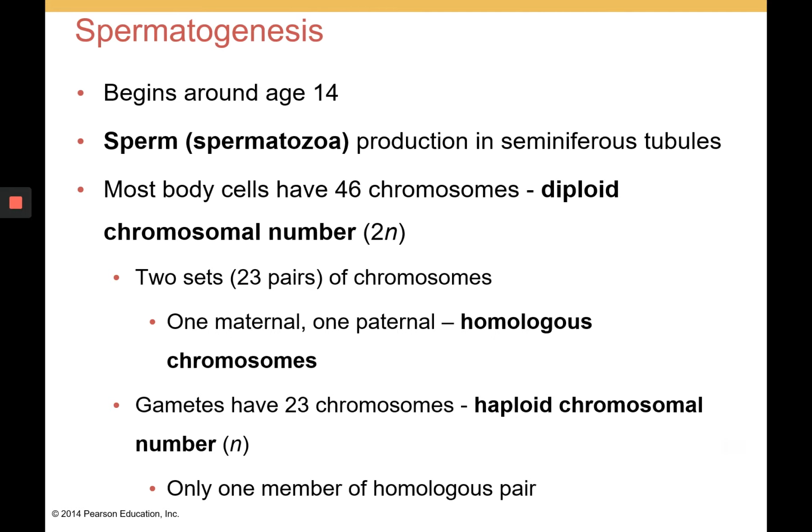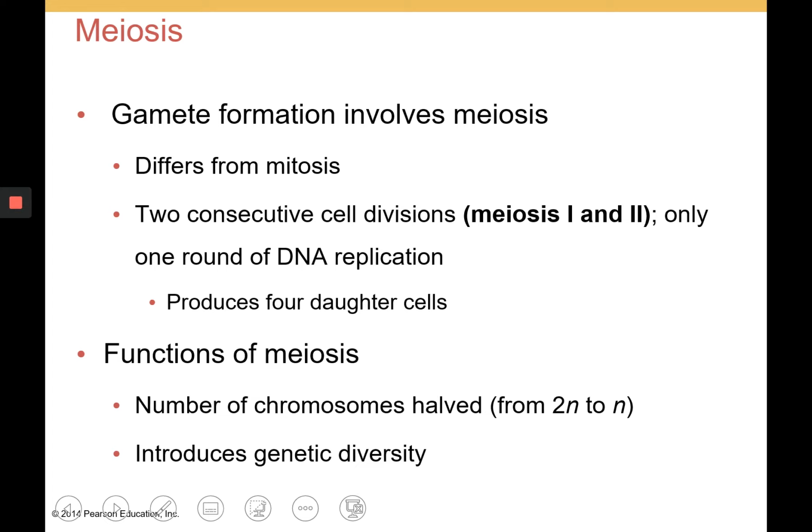Next, we're going to look at meiosis. Meiosis is essentially gamete formation. In males, it's spermatogenesis. In females, it's oogenesis. And meiosis does differ from mitosis. There are 2 divisions in meiosis and only 1 in mitosis. We produce 4 daughter cells in meiosis via meiosis 1 and 2. Those 2 cell divisions only include 1 round of DNA replication.